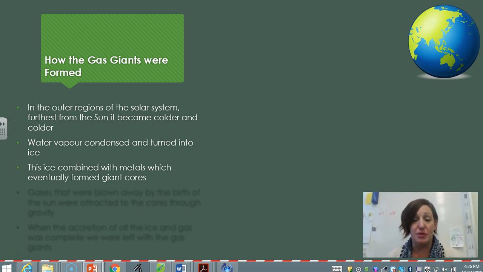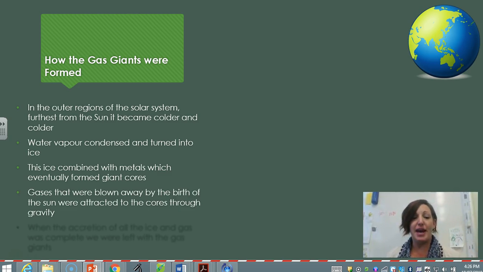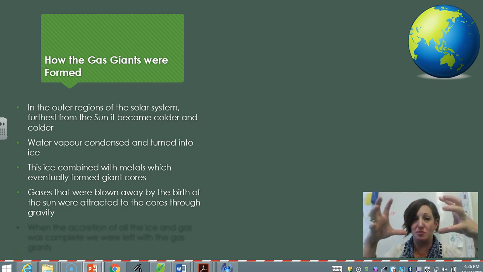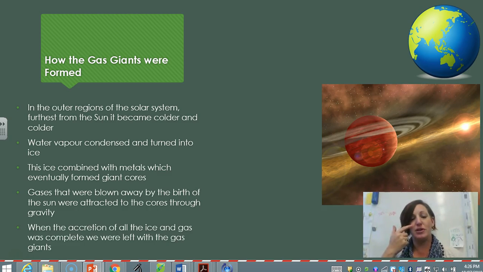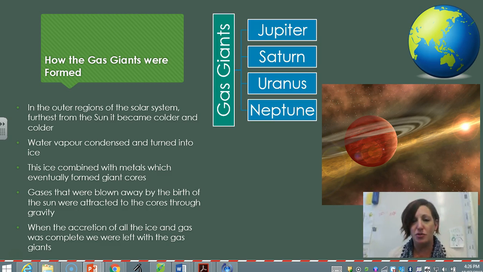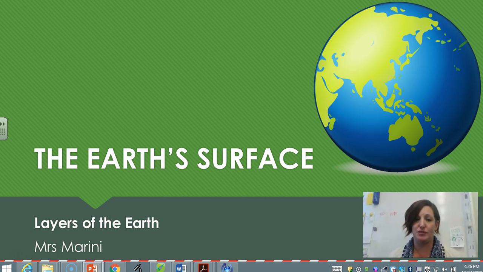The ice combined with the metallics that were floating around, and they eventually formed giant cores for those giant gas planets to form. The gases that were blown away with the birth of the Sun were attracted to those big cores through gravity. And with the accretion of all the ice and the gas, when it was all complete, we were left with those giant gas planets of Jupiter, Saturn, Uranus, and Neptune.